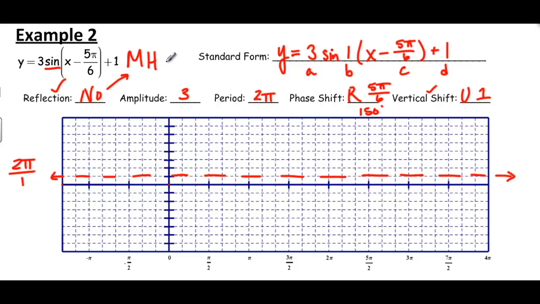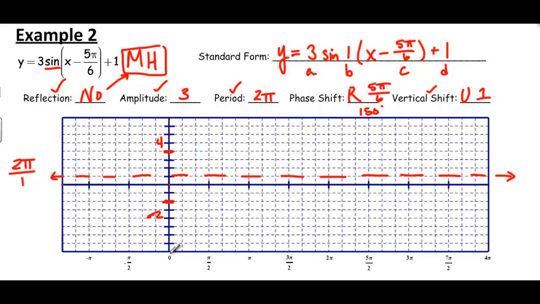Because there is no reflection, I know that my graph, when I get to my starting point, is going to start at some point on the middle and then go high. The amplitude is 3, which tells me from my middle line, the highest point is going to be 1, 2, 3 above it, and the lowest point is going to be 1, 2, 3 below it. So sometimes I darken this in. 1, 2, 3, 4. The highest point I'm going to go is 4. The lowest point is -2. And I don't have to worry about ever going higher or lower than that. I shouldn't have any points higher than 4, any points lower than -2. Alright, the next thing that I want to deal with is the period.